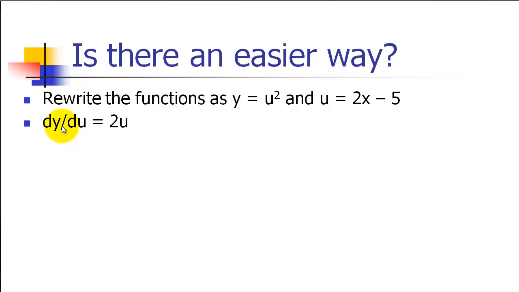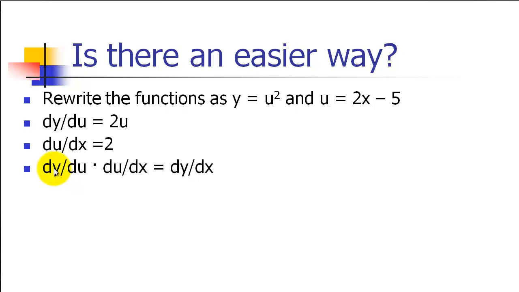So if we find dy/du using the power rule, we would get 2u. And if we find du/dx using this equation, we have 2. Now let's look at what happens if we multiply these two derivatives together. If we multiply these two fractions, the two du's cancel out, and we're left with dy/dx, which is what we were ultimately looking for. So if we apply that here, dy/du was 2u, du/dx is 2, and we multiply those together, we get dy/dx, which is 4u.